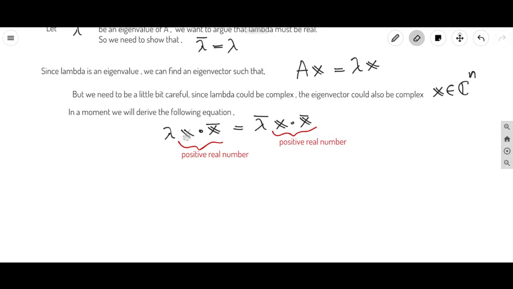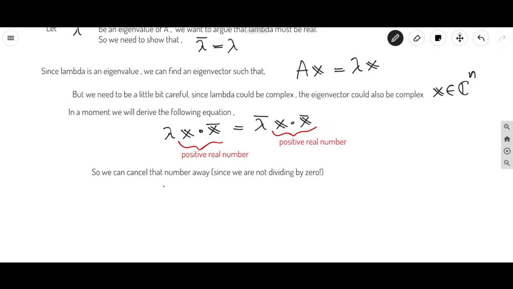Because if you take a complex number and multiply it by its conjugate, you get a positive real number, as long as the number is non-zero, which in this case we know because it's an eigenvector, so it's not zero. And so we can cancel it away, since we are not dividing by zero. That's the important part. If you want to cancel something in math, you have to know that it's non-zero.